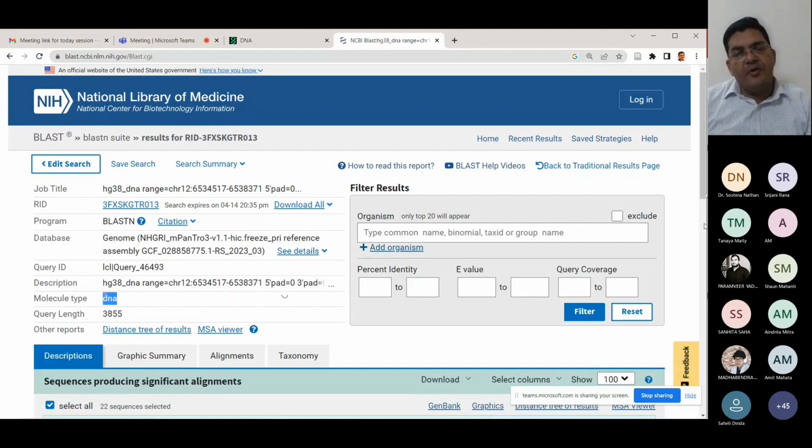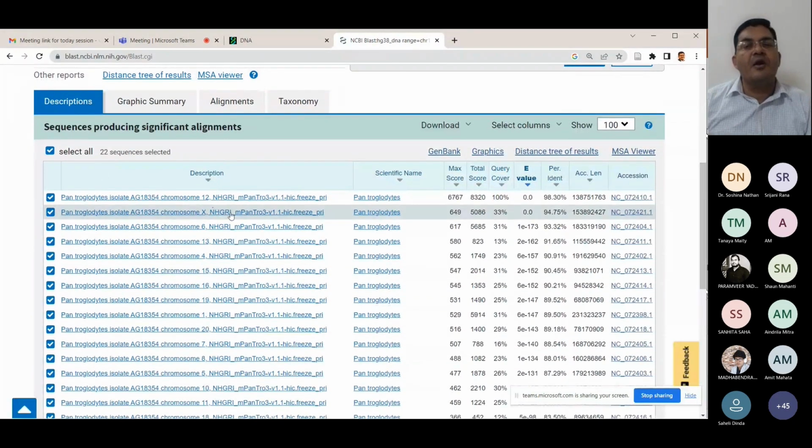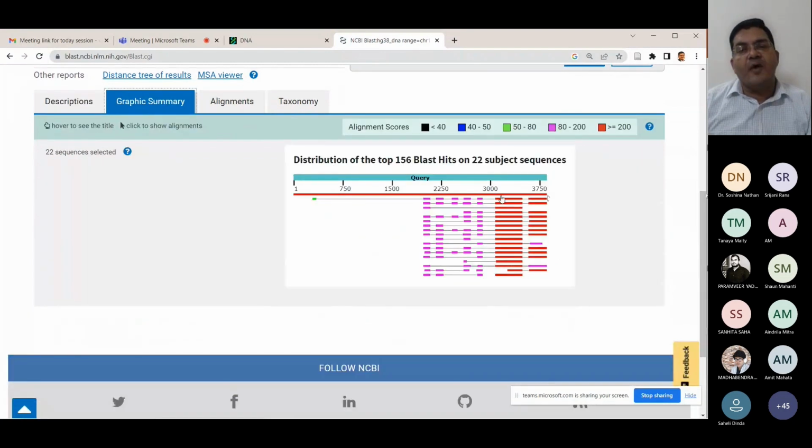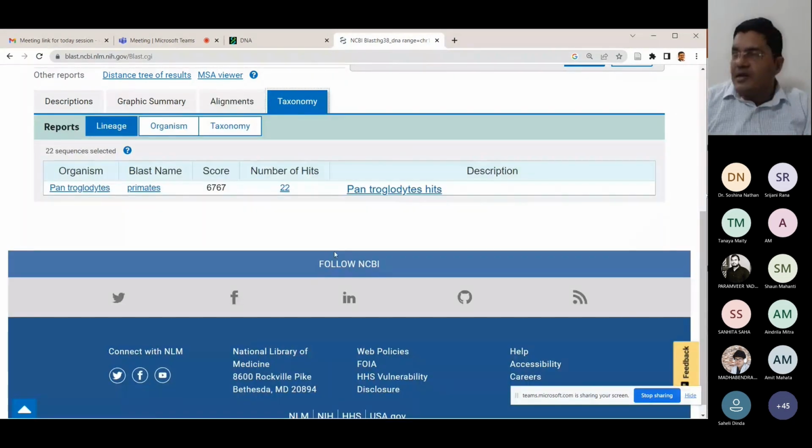Then if you go down here, the results come in 4 tabs. First is the description, where it has found the match, right? Then you have a graphic summary, which shows you that one of the matches is absolutely complete, the others are partial. Then you have the alignments, we'll come to it, and then you have the taxonomy, where did it find the match? Since you have only selected the chimpanzee genome, all matches are to the chimpanzee genome. Whatever hits are there, they're on the Pan troglodytes genome, which is a primate genome. And the total number of hits you've got is 22.